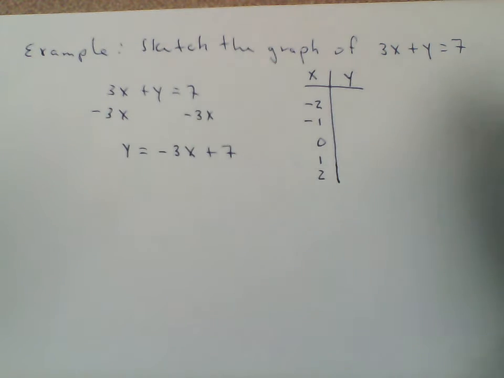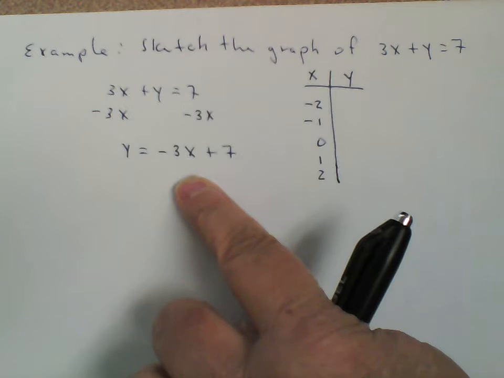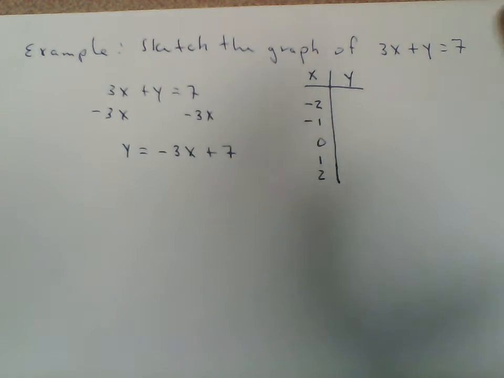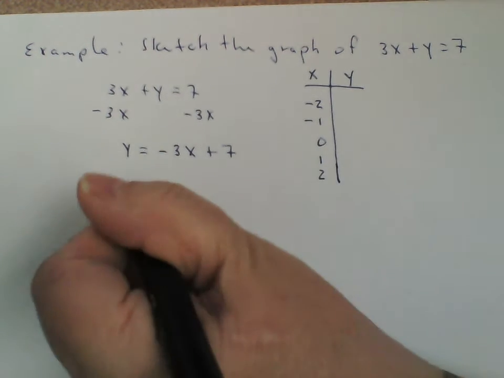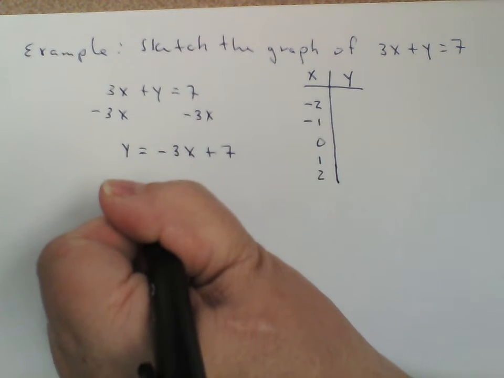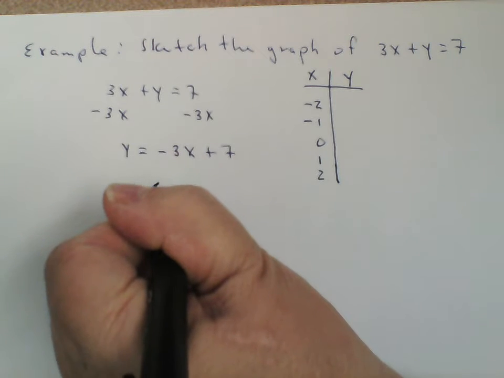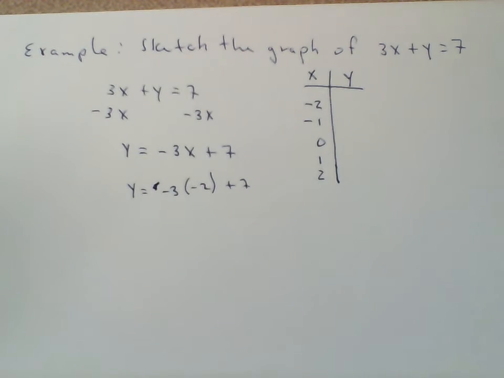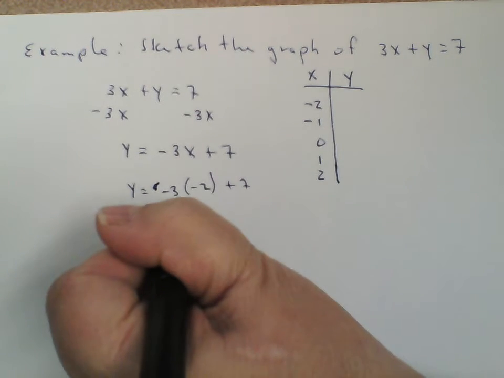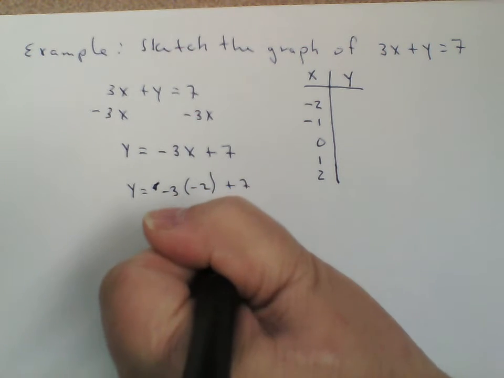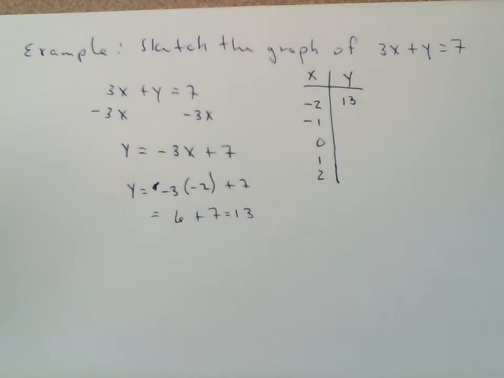And how do I know what my y's are? Well, I just plug in these x values and solve. I'll show you a couple of them, but I'm not going to do all 5 numbers because you'll get the gist. So here I've got x equals -2, so y equals -3x, well, that's -3 times -2, plus 7. And I'm going to solve. -3 times -2 is 6, plus 7, which is 13. So I know that that one's going to be 13.